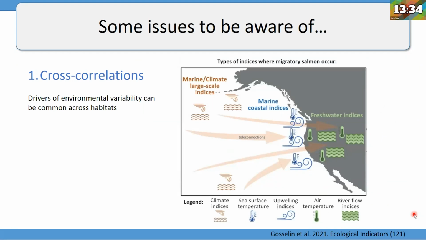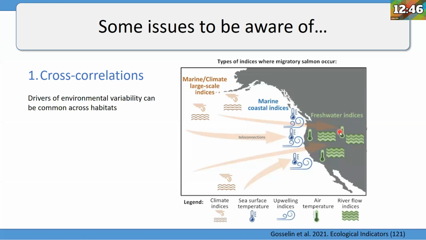Three other things I want to mention, just things to be aware of as you develop data and models. One is that there are cross correlations across habitats in environmental data. This is a paper that Jennifer Goslin just published earlier this year in Ecological Indicators. The idea here is that all of the drivers of the ecosystem, but primarily the physical system, are large atmospheric drivers, and they influence things like sea surface temperature and coastal upwelling. But they also influence things like snowpack and river flow and river temperature.